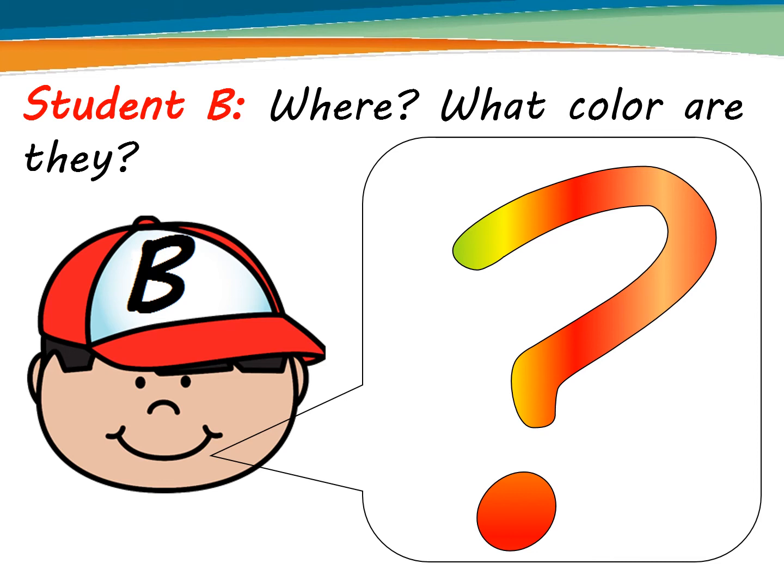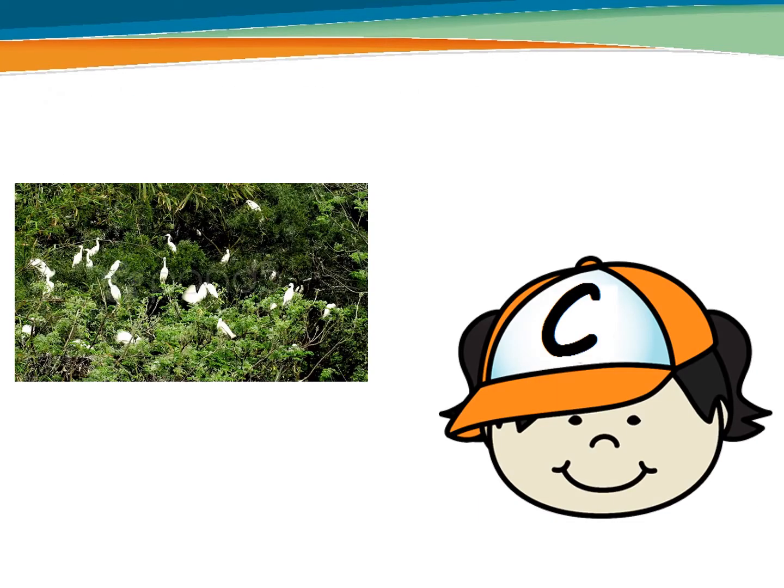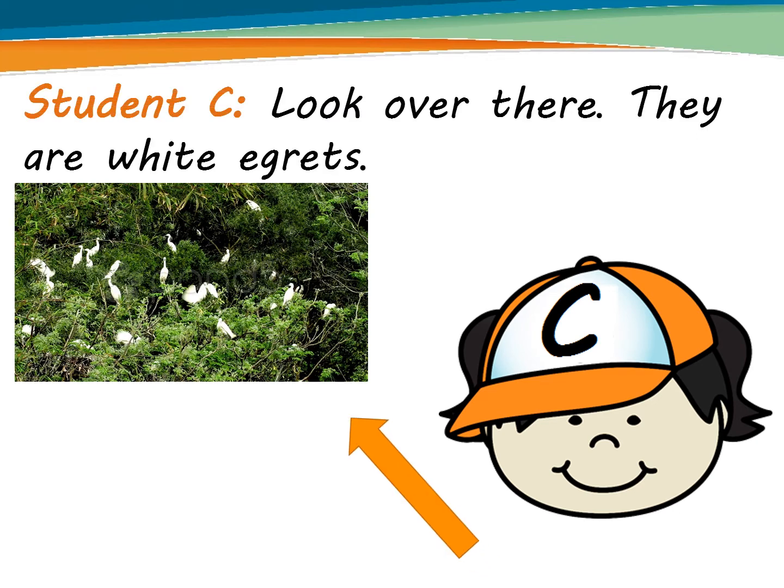Do you know what color the birds are? Let's see. Student C knows a lot about the birds. She says, "Look over there. They are white egrets." One more time. Look over there. They are white egrets.